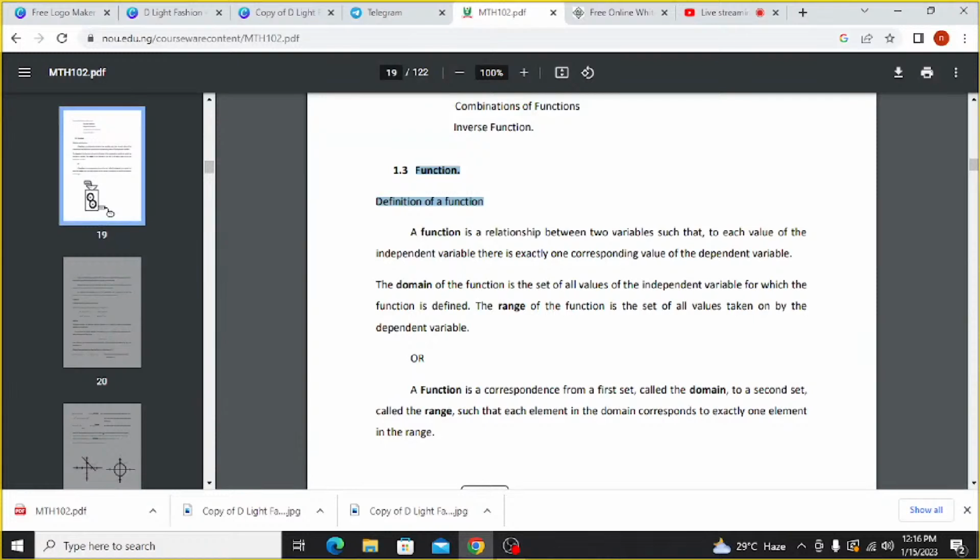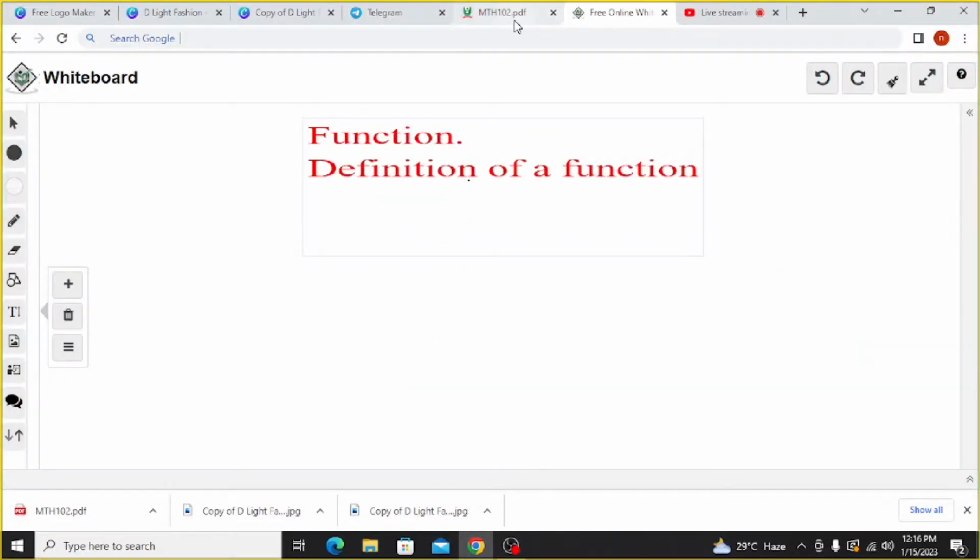So our today's topic is function and notation.